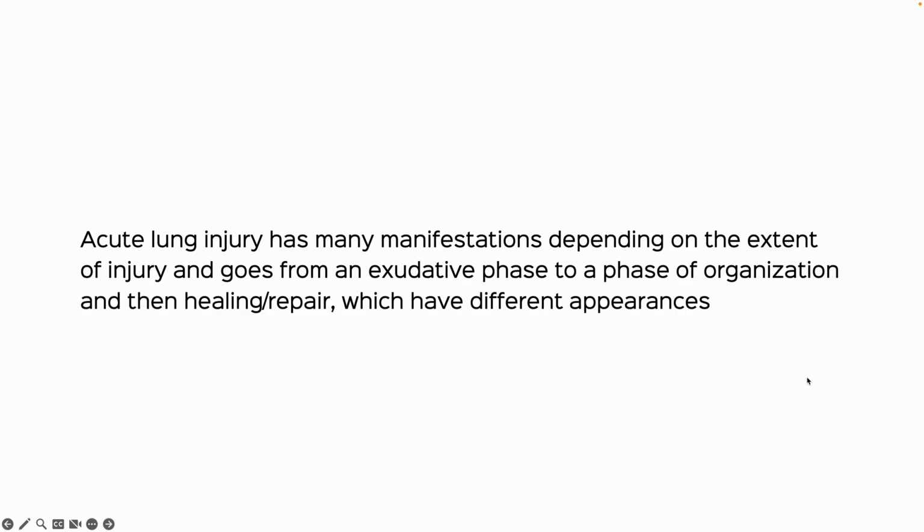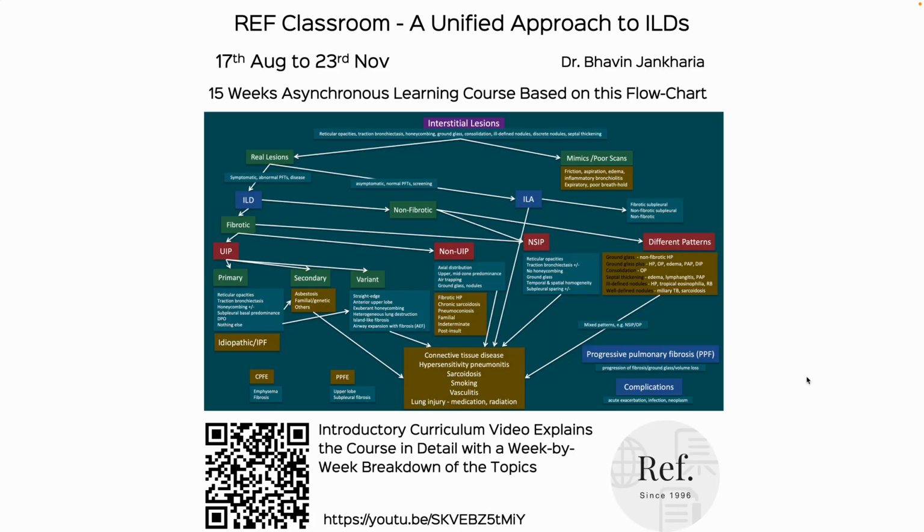So acute lung injury has many manifestations depending upon the extent of injury, and goes from an exudative phase to a phase of organization and then healing repair, which may have different appearances. And as I said earlier, please read Dr. Kligerman's article, which is just brilliant when it comes to understanding acute lung injury based on the state of the knowledge that we currently have.